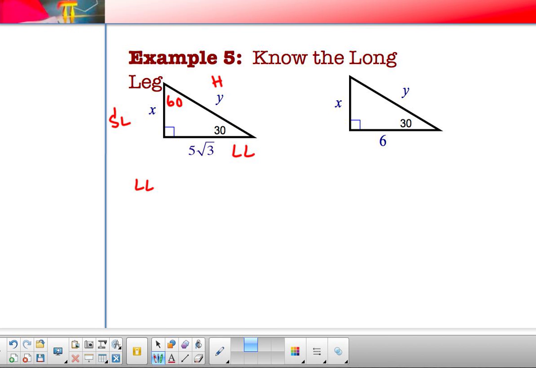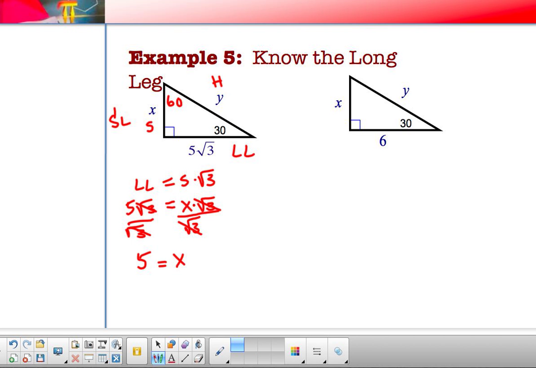So write down your formula. Long leg is short leg times the square root of 3. Plug in the information you know. 5 root 3 is equal to the short leg, which was x, times the square root of 3. To undo multiplication, we divide. So we're going to divide by root 3 again. And this is why this problem is not so bad, because when I divide by root 3, it kind of goes away on both sides. So x is equal to 5. So my short leg is 5.